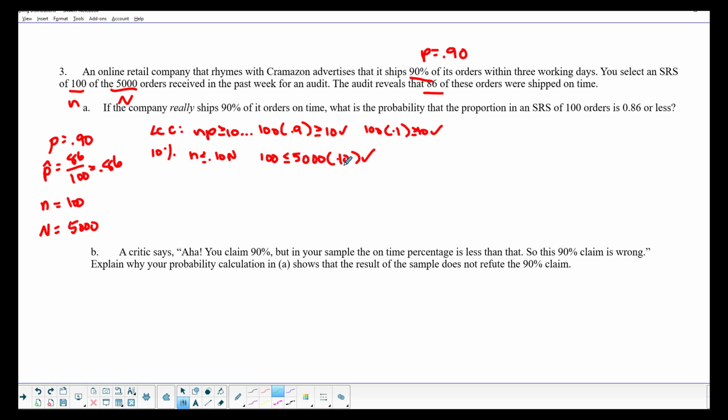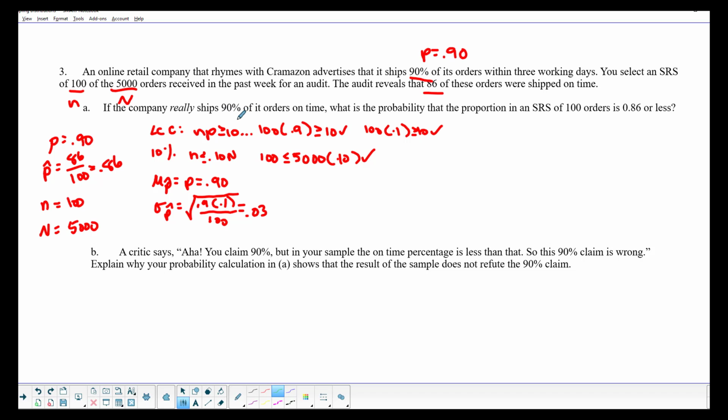Alright, so my LCC is satisfied, and so is my 10% condition. My sample 100 is less than 10% of 5,000, so I can go ahead and calculate probabilities of these sorts of things. I'm going to go ahead and jot down also my mean and standard deviation of the sampling distribution, because I know I'm probably going to be able to work with those. Alright, so now I'm ready to go ahead and actually read through this question and see what I'm going to actually have to find.